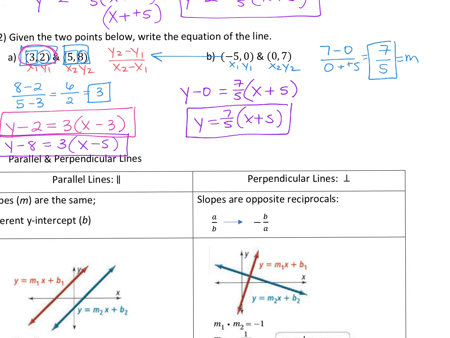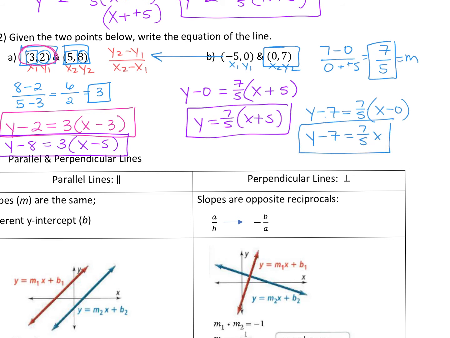The other option would be if you use this point, the 0, 7 instead. So y minus 7 equals the slope 7/5 times x minus 0. And again, x minus 0 is just x. So you can leave it as y minus 7 equals 7/5 x, and technically that is still point slope form, okay? So simplify where you can. If there's a 0, just get rid of the 0, but leave it in point slope, okay? Questions on that?